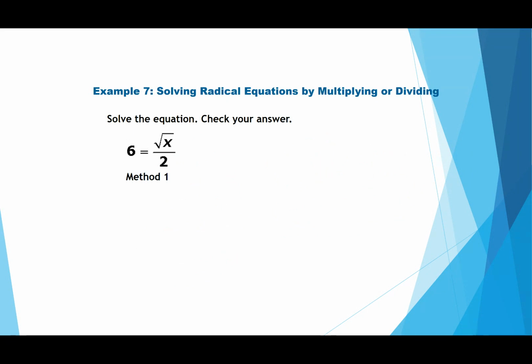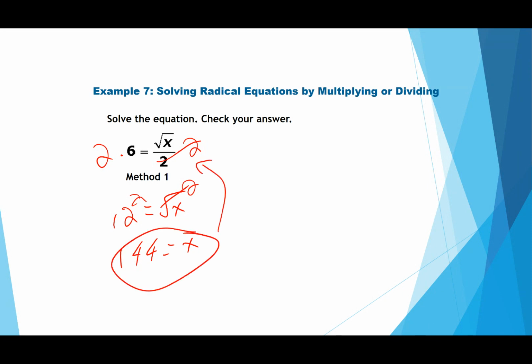All right. Same idea. So remember, outside the radical, 2 is outside the radical, so I need to get rid of that 2. So since the radical is being divided by 2, the opposite, and what I'll do on both sides, is multiply by 2. That way the 2 will go away, leaving the equation to be 12 equals the square root of x. And so now, just square to remove that square root, get 144 equals x.